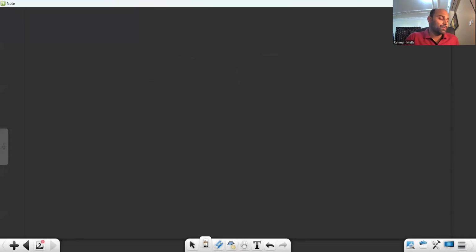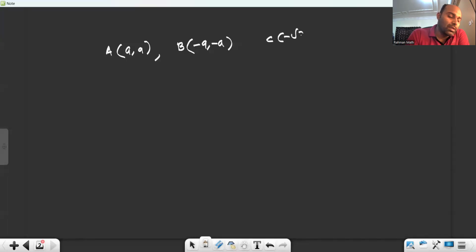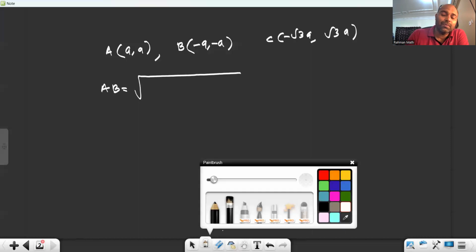Question 13: show that the points are vertices of an equilateral triangle. How can we find it? First coordinate A is (a, a), second coordinate B is (minus a, minus a), and third coordinate C is (minus root 3 a, root 3 a). We want to show these three points are vertices of an equilateral triangle. How can we find it? Listen. First, we have to find AB.